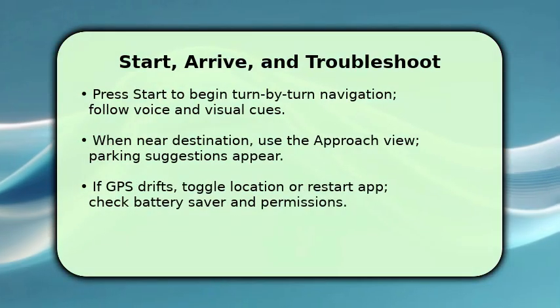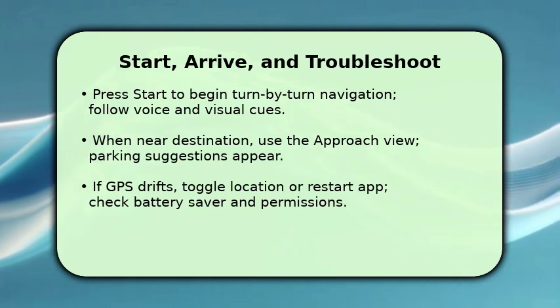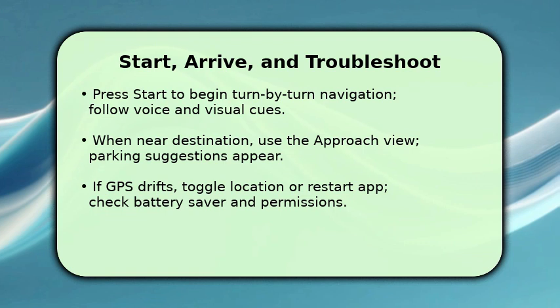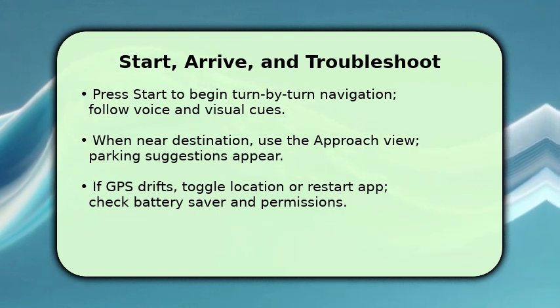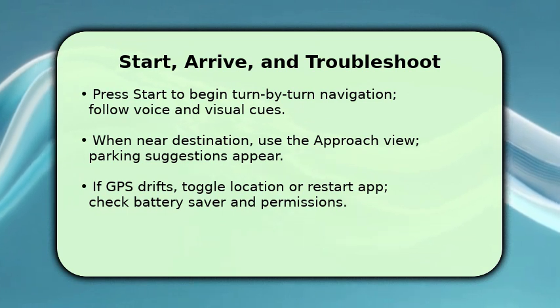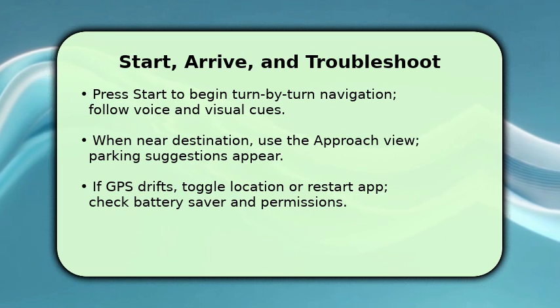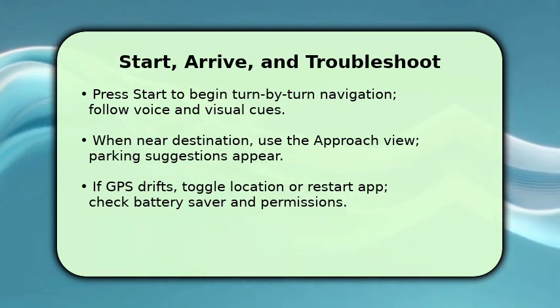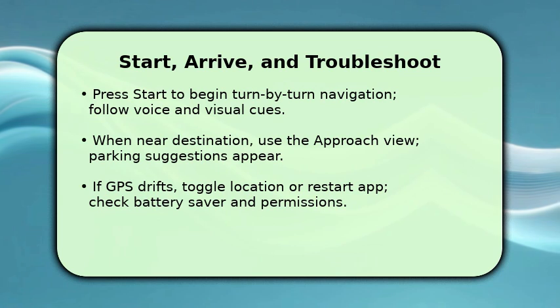Press start and drive while following both the spoken instructions and on-screen arrows. You'll hear upcoming turns, distances, and lane guidance. As you approach, Maps shows an arrival preview and suggested parking areas when available. Tap the suggested lot to navigate there. If you miss a turn, Maps reroutes automatically.